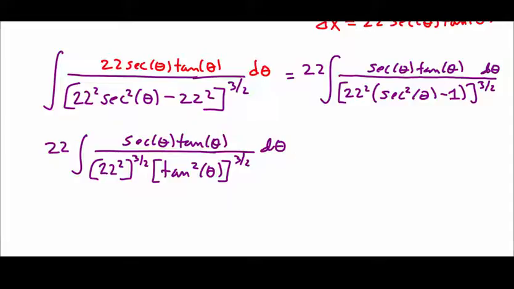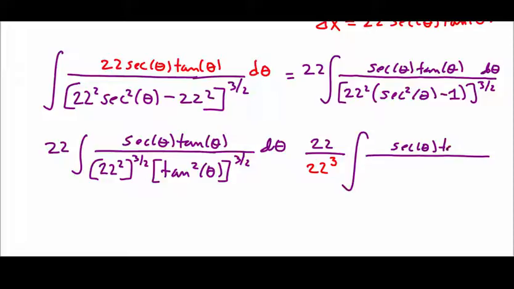Okay, so rewriting. This 22 squared to the 3/2, when you raise a power to a power, you multiply the powers. So the 2's would cancel, and I'd have 22 cubed out front. So I have 22 over this 22 cubed. And then I have my integral. I have secant theta tangent theta in my numerator. And then in the denominator, I have tangent squared to the 3/2. And again, when you raise a power to a power, you multiply the power. 3/2 times 2, the 2's would cancel, and I'd be left with tangent cubed of theta.